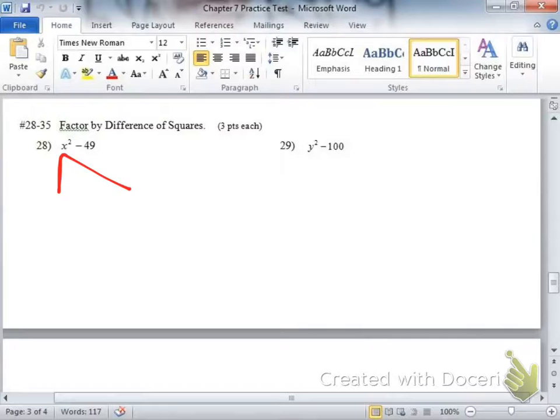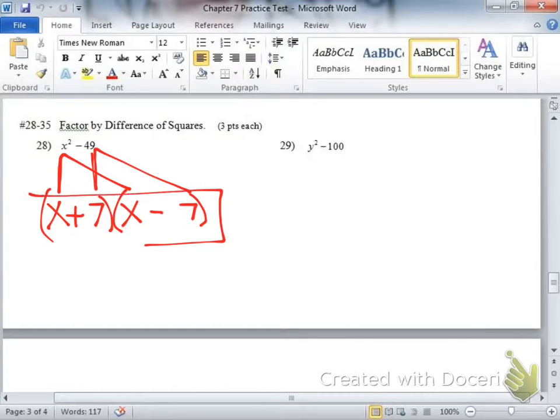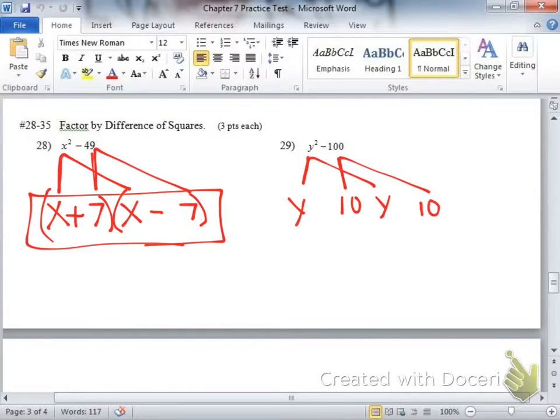Remember, the way we do perfect squares, you break up the first number into what number times itself gave you that number. So the way we make an x squared is x and x. The way we make a 49 is 7 and 7. One gets a plus, one gets a minus. Same thing in the back. We have a y and a y. We have a 10 and a 10. One gets a plus, one gets a minus.